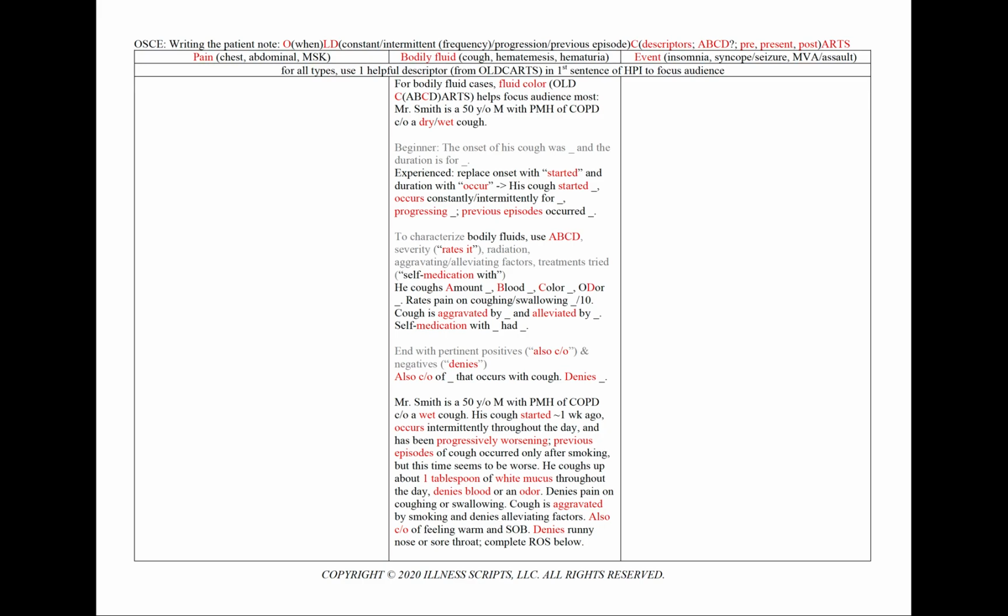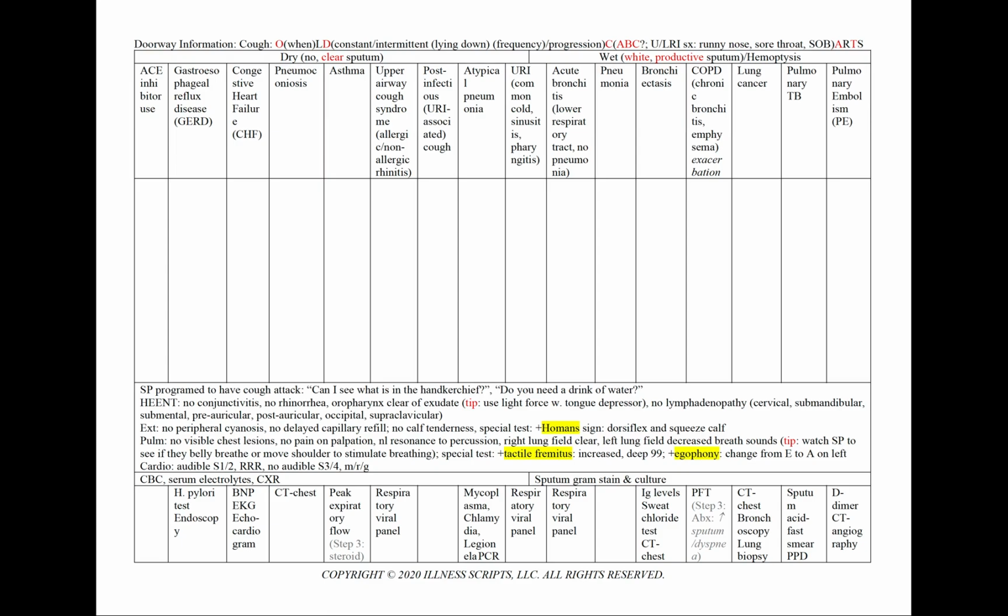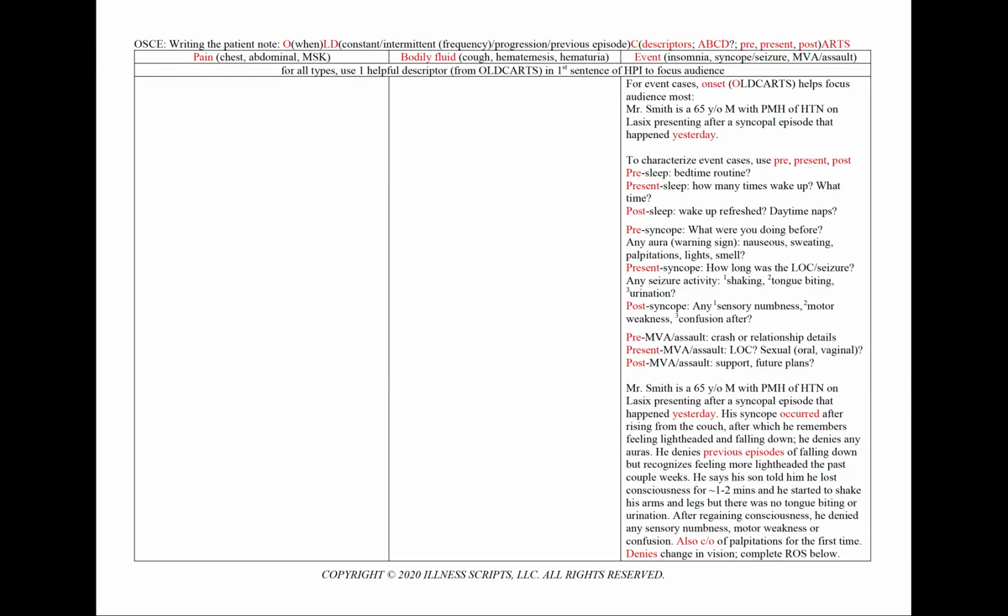For constipation, is it constipation with blood, with hematochezia? Is it diarrhea with hematochezia? Automatically, on our illness scripts for those cases, it's going to point us to a particular case. Now our final column is for any case that's an event, and so it's broadly categorized as really any case that doesn't fit a pain chief complaint or a bodily fluid chief complaint, and that is very broad. So it could include insomnia, a syncopal episode, a seizure, an MVA, an assault, a hypertension follow-up visit, a diabetes follow-up visit, any case that's not one of the other two, essentially.